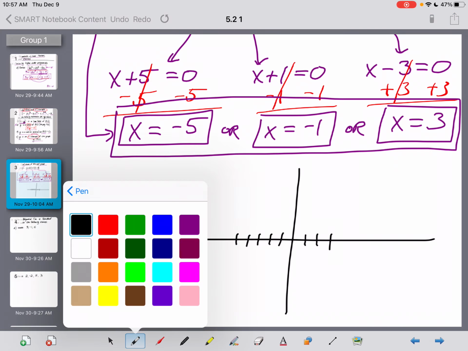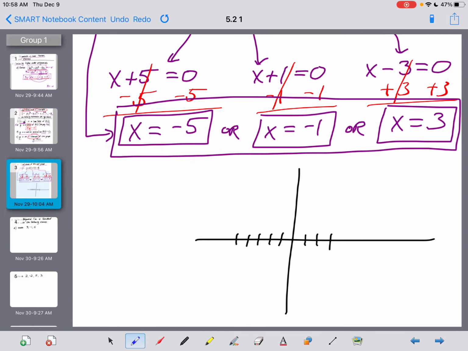So let me switch back to blue. We'll go with this one right here. We have a zero at negative 5, which means that is an x-intercept, and we know that our graph passes through that point. We have a second zero or x-intercept at negative 1 right over here, and a third and final zero or x-intercept at 3. So we know that this graph has to cross the x-axis at these 3 points.